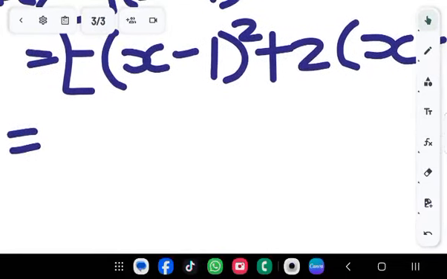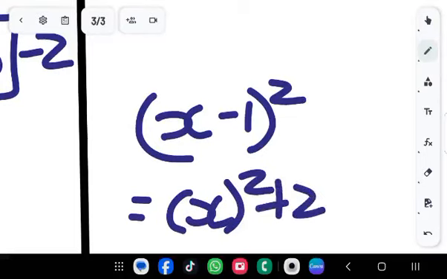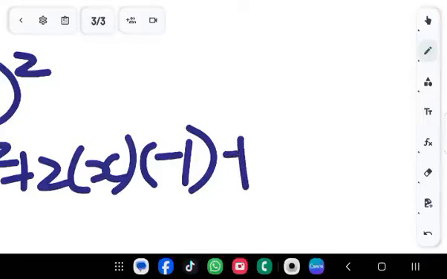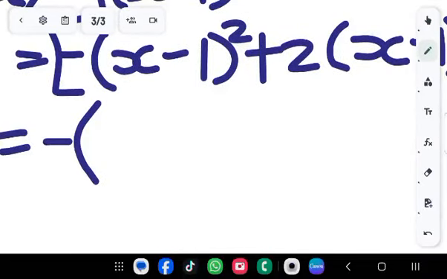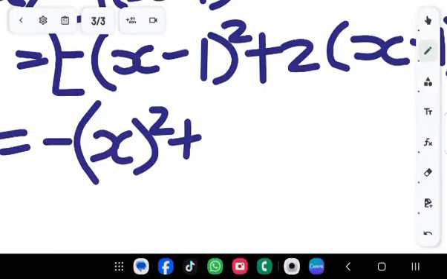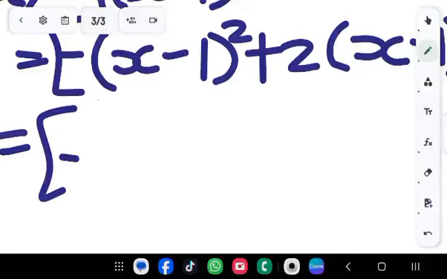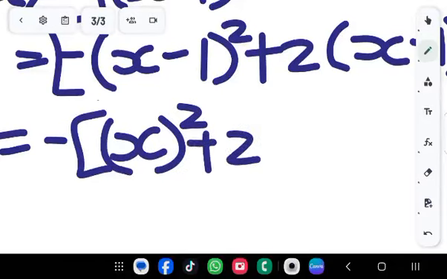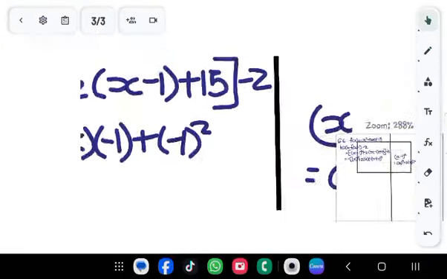Now let's expand this. We are squaring a binomial. Remember, when you square a binomial, that will be the square of the first term, plus 2 times the product of the two terms with their signs, plus the square of the last term. That's exactly what we do. So it should be minus in bracket x all squared, plus 2 in bracket x times minus 1, plus negative 1 all squared, and then you list the rest.